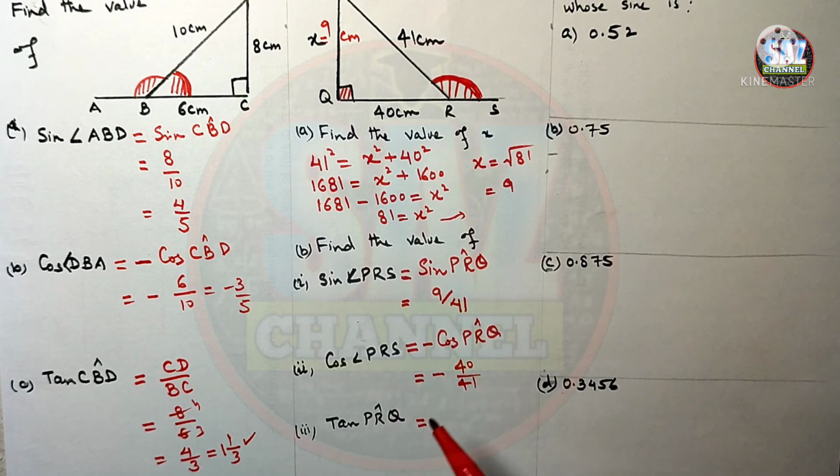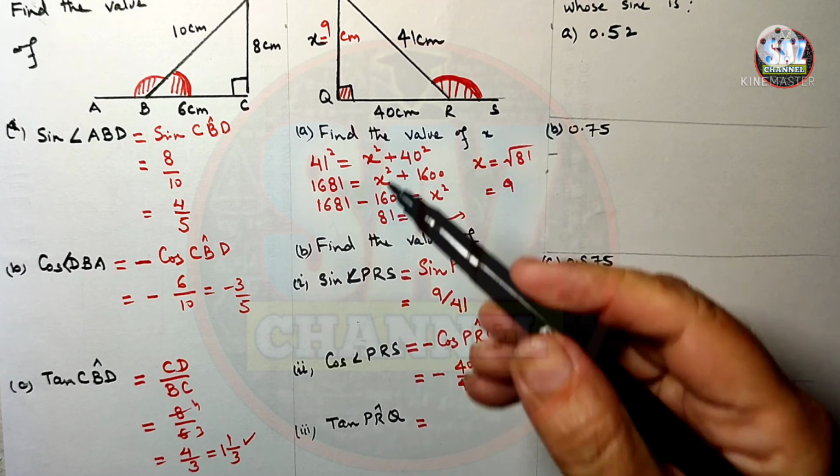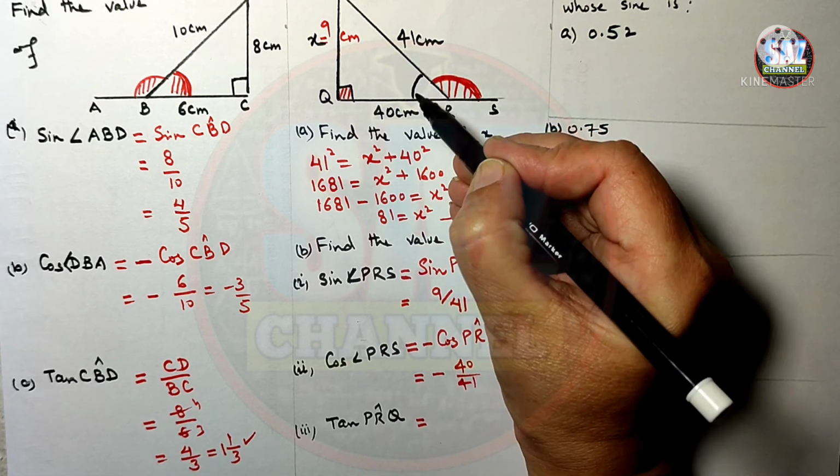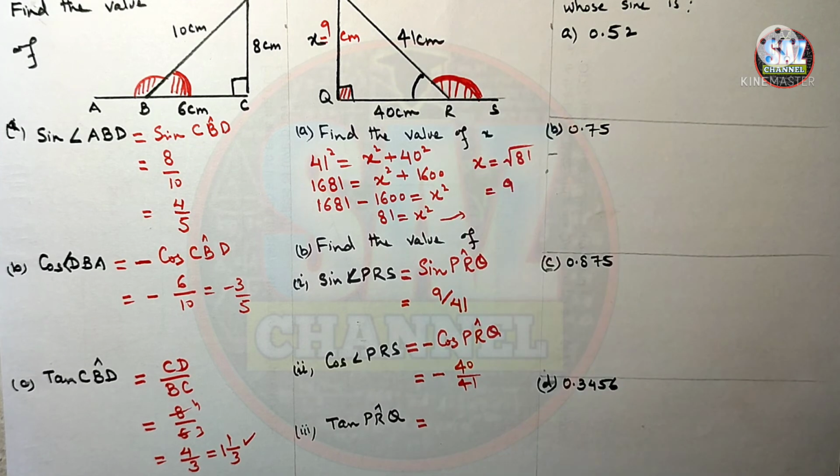And moving to tangent PRQ. The requirement is just the acute angle, and recall the formula for the tangent of acute angle, that is opposite upon adjacent. So it will be 9 by 40. If you are clear about the relationship between the trigonometric ratios of acute angle and obtuse angle, these questions will really be easy for you. And these questions can be tested not only in trigonometric ratios but also in coordinate geometry.